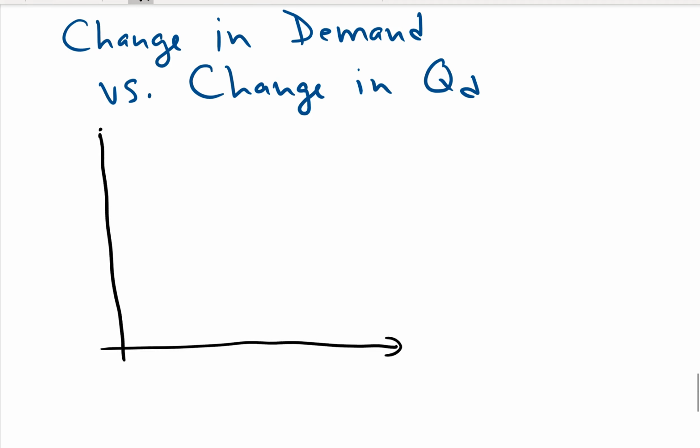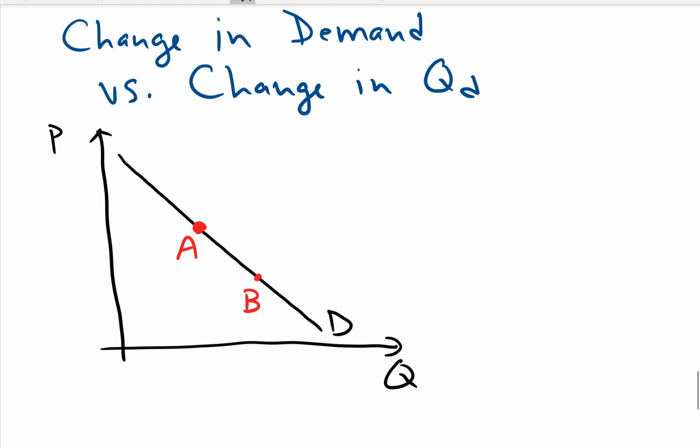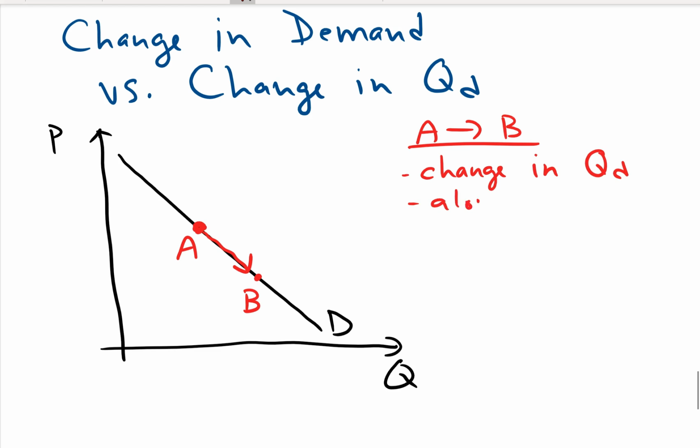So let me draw a demand curve real quick, and then we can label a point here. So I'm going to label this point A. Okay, and we're going to look at two different movements. The first movement is going to be from A to B. Okay, we're going down here, so going this way, right? This movement from A to B, and so what do we call this movement from A to B? So A to B is along the curve, right? This is a change in quantity demanded, and this is along the curve.